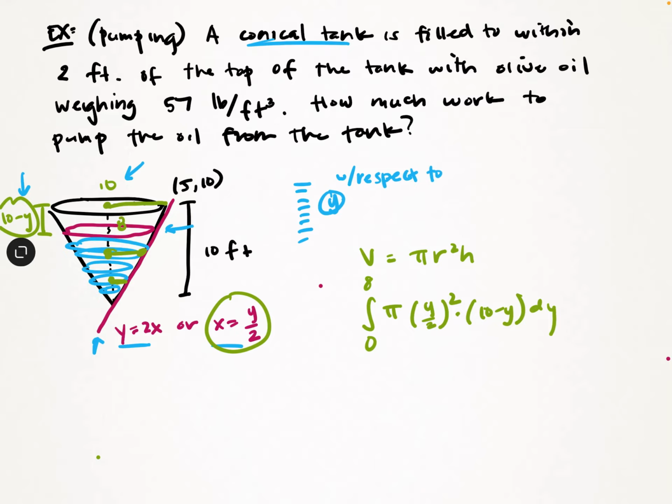And we also know that it's times 57, so let's do that part too. Actually, let's erase this part and put the 57 in there. So we know it's going to take 57 pounds per cubic feet. So 57 here.